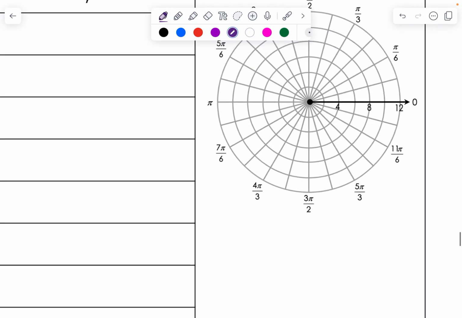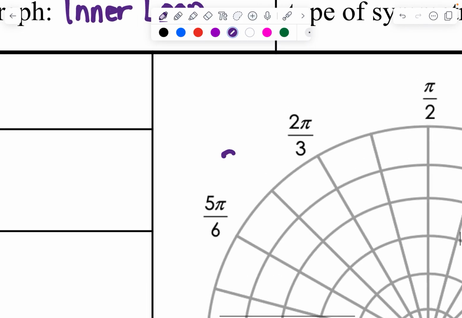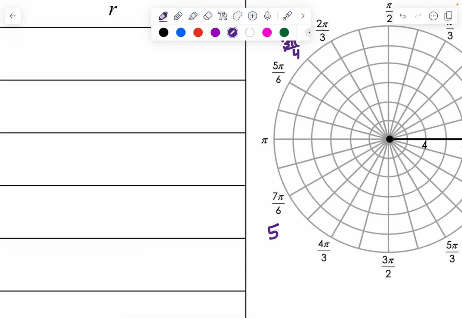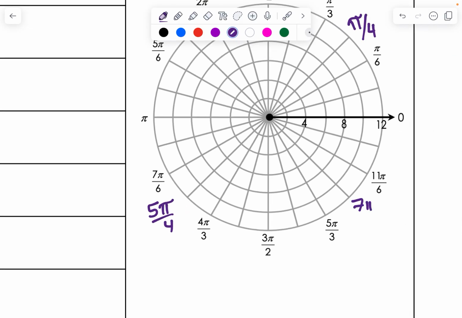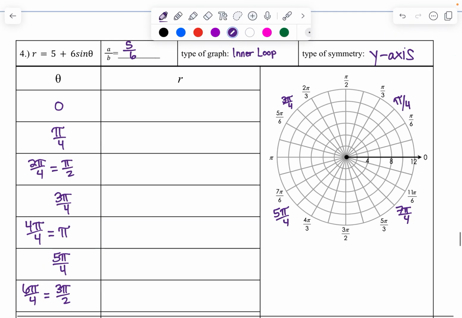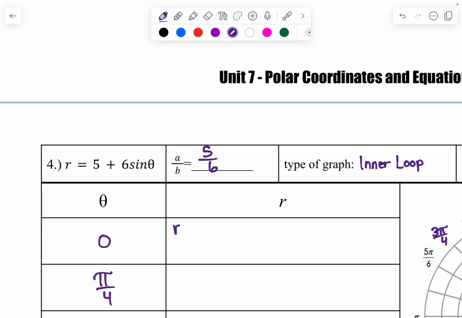And again, I'm going to go ahead and remind myself where pi fourths is on our grid here. So this is pi over 4. So this will be 3 pi over 4. Down here we have 5 pi over 4. And over here we have 7 pi over 4 for when I'm plotting my points. All right, now I'm going to take each theta, plug them in one at a time, see what I get.